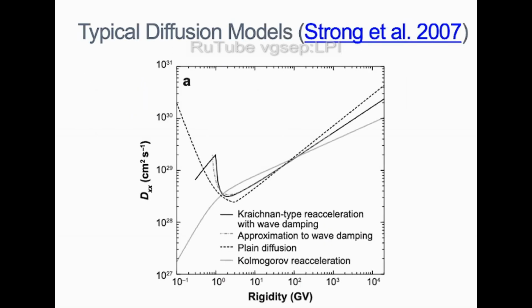So one useful way to analyze the different models is looking at the diffusion coefficient's dependence on rigidity. As displayed in this figure from Strong et al. 2007, plain diffusion models, shown with the dashed line, generally require a break in the diffusion coefficient at low energies, leading it to turn upward below 1 GeV, whereas models with reacceleration, shown with the gray line, do not.